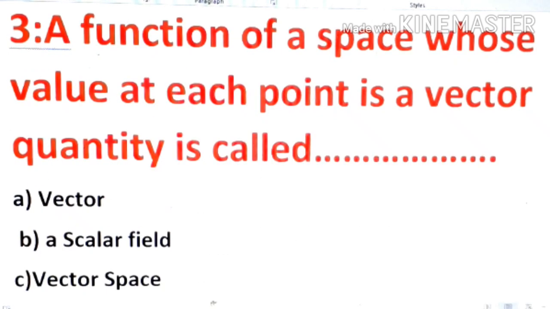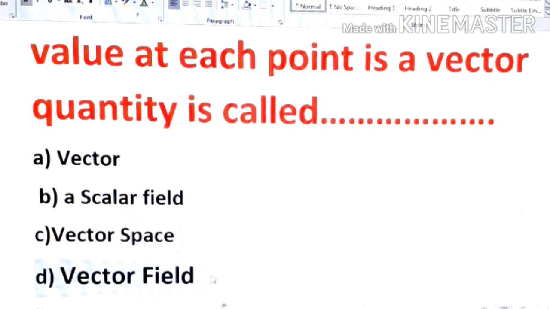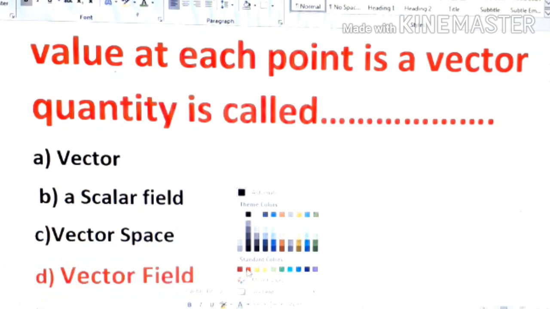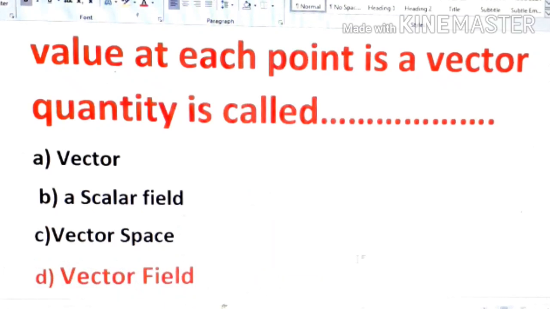A function of a space whose value at each point is a vector quantity is called a vector, a scalar field. Option C, vector space. Option D, vector field. Here the correct answer is option D, vector field.